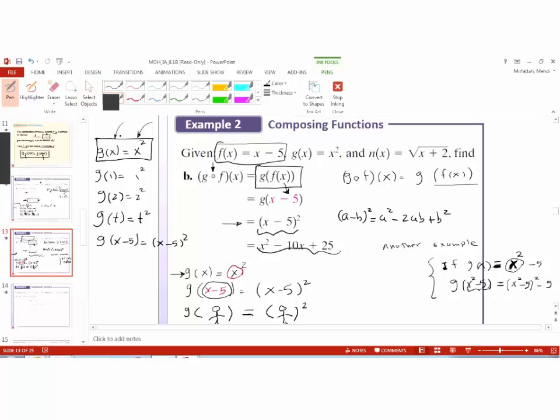So if g of x is equal to x squared, g of 1 is equal to 1 squared, g of 2 is equal to 2 squared, g of x minus 5 would be x minus 5 squared. Let me put one example right below that. Maybe that would make it a little easier for you to follow.